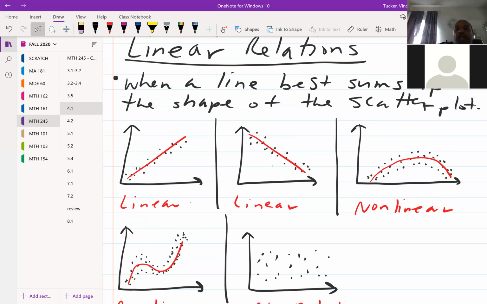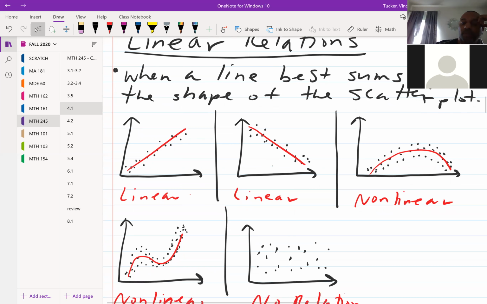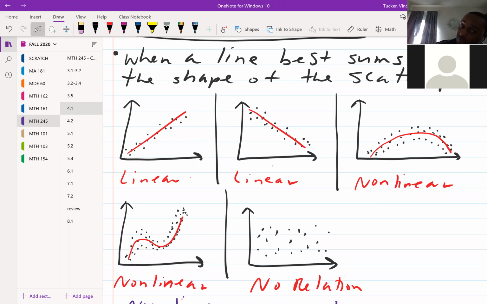Linear relations, when a line best sums up the shape of the scatter plot. I believe we did this in one of our last homeworks when we had these points, and we were looking at a line that would best sum it up, and we would draw a line through those dots. So if a line best sums up the scatter plot, then it's considered having a linear relation or linear relationship. So we see in the first two, they would be considered linear. The second two would be considered nonlinear. And then that last one is no relation at all.